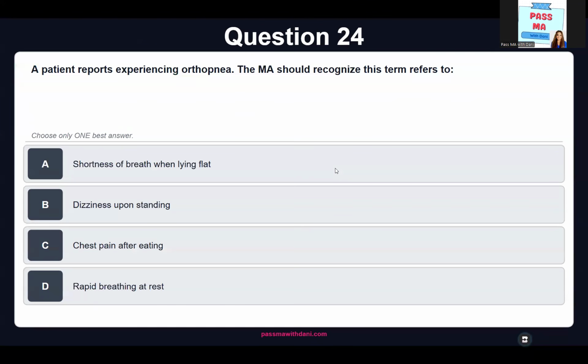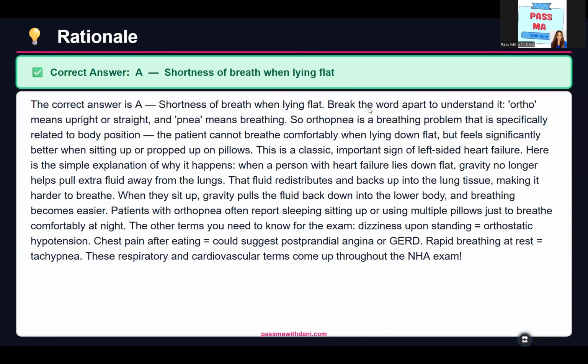A patient reports experiencing orthopnea. The MA should recognize this term refers to what? A, shortness of breath while lying flat. B, dizziness upon standing. C, chest pain after eating. Or D, rapid breathing at rest. If you said A, shortness of breath while lying flat, then you are correct.